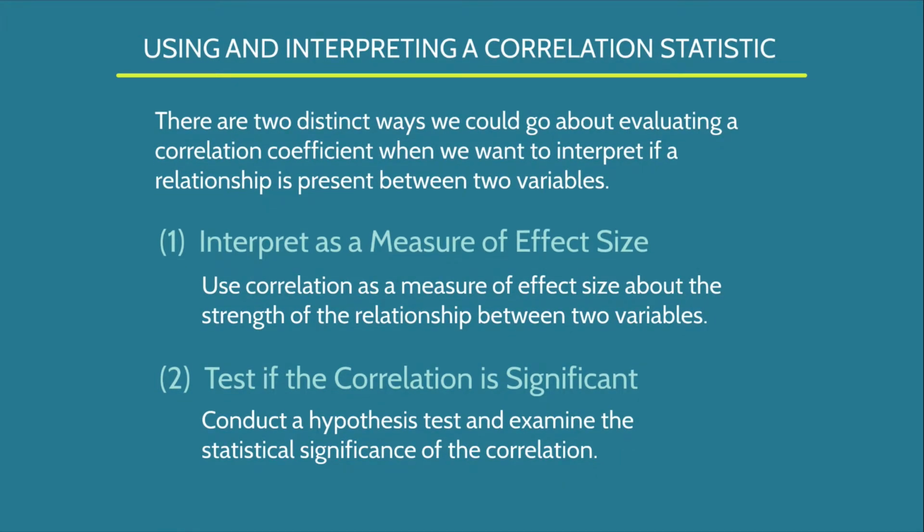Using and interpreting a correlation statistic. There are two distinct ways we could go about evaluating a correlation coefficient when we want to interpret if a relationship is present between two variables. First, we could use correlation as a measure of effect size about the strength of the relationship between two variables. Alternatively, we could conduct a hypothesis test and examine the statistical significance of the correlation. We will review each method of interpretation next.